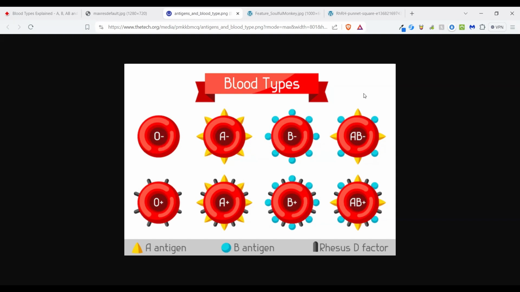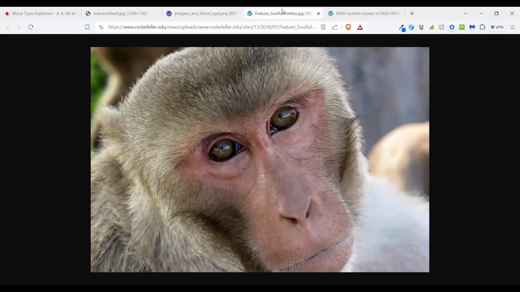And so we've discussed A and B, and then there's also the Rh factor. So are you positive or negative for the Rh factor, which is fully known as the rhesus D factor? And if you're thinking that this name sounds familiar, it is because it comes from the rhesus monkey. The Rh factor was first discovered in rhesus monkeys, so that's where that name comes from.